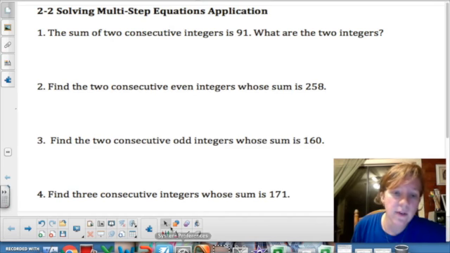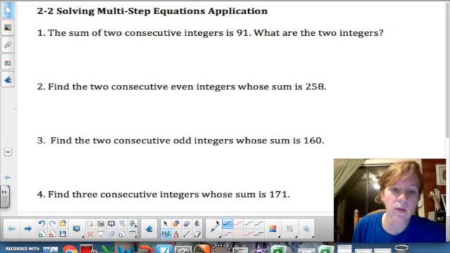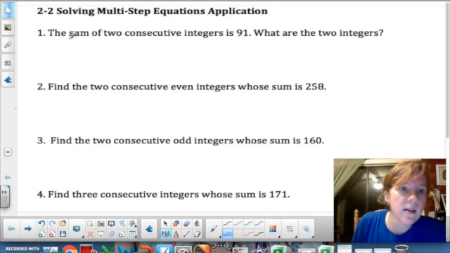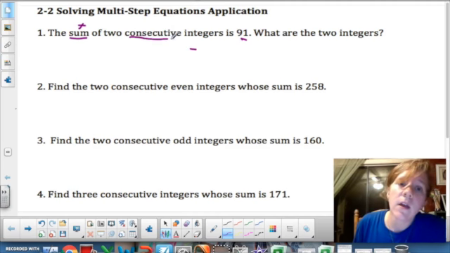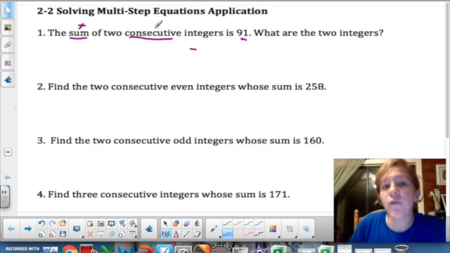Well, there's lots of vocabulary in there we've got to go through. First of all, the word sum means that we're adding. So we know we're adding something, and we know that the sum is 91. So we're adding something and it adds up to be 91. 2 consecutive integers. Consecutive is a word that means it's one right after the other. So if I'm counting 1, 2, 3, 4, then 3 and 4 are consecutive numbers because they're side by side. They come right after each other.